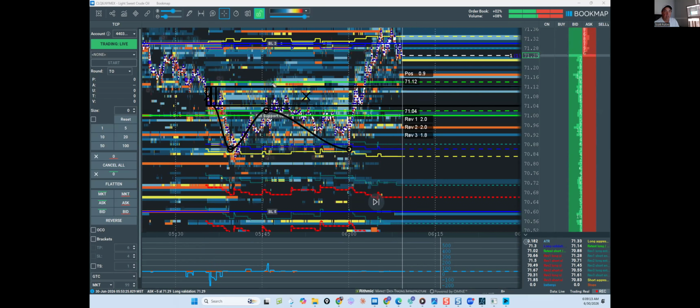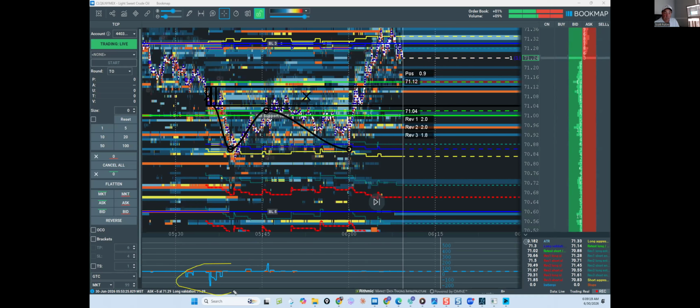So just because the big money is doing something, it doesn't mean they're always right. They're right more than they're wrong because they're the big money. But this is a great example of, yeah, it did react here about 30 ticks, and now it ripped up.